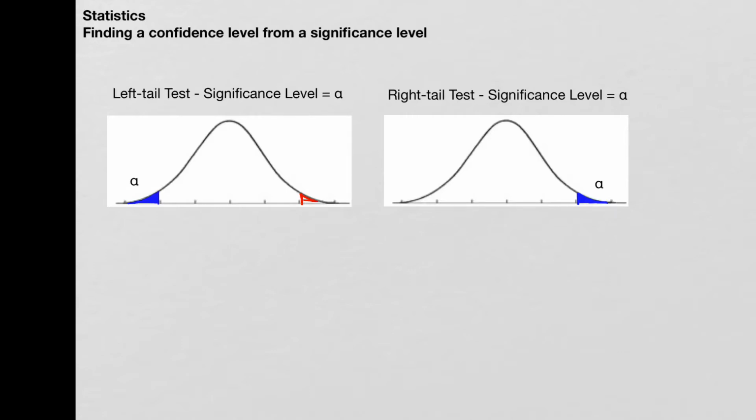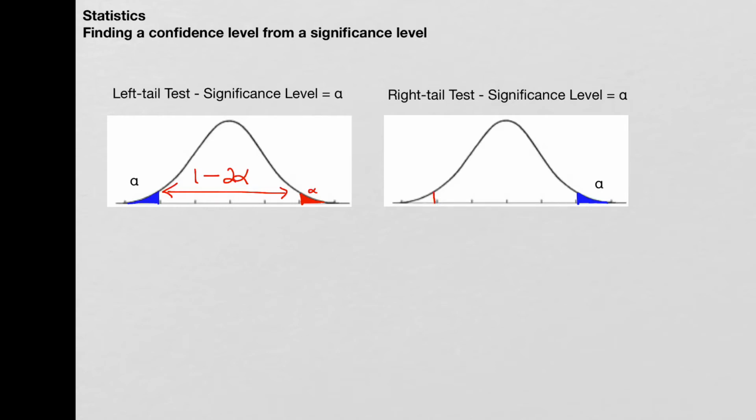So in this case, I'm looking at my left tail test, and I'm shading in an area of alpha in the right-hand tail. So now we have two tails with area in them, and they each have an area of alpha. So the area in the center then is going to be 1 minus 2 alpha. And that's the case whether it's a left tail test or a right tail test.